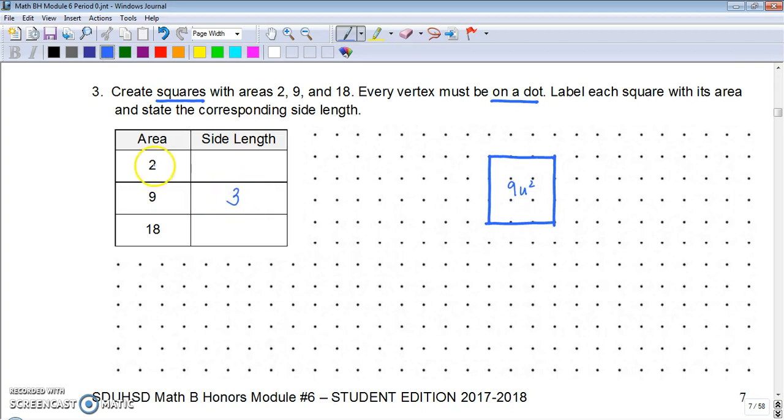An area of 2 is not as easy to do, nor is 18. I would encourage you to pause the video and see if you can figure these out without just copying from what I'm going to draw, but if you do need a hint for one of them, you could watch one and pause it after that and try the other one. But for an area of 2, what we can do is use the strategy from problem number 2 and have a rotated square.